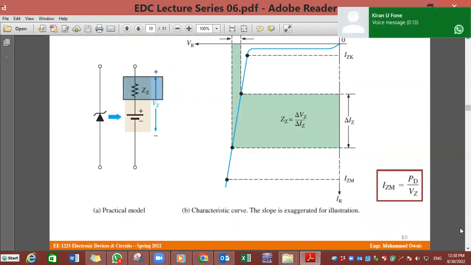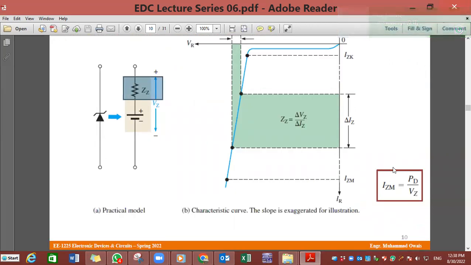Having said this, I just want to emphasize one point from last time. This IZM is found with the help of the power rating. You see, this is the power rating PD. The Zener diode is of this much power, and you divide it by Vz. For example, if it is a 2 watt, 5.1 volt Zener, then it will be 2 divided by 5.1 volt, and that's how you come up with IZM, the maximum current that the Zener can handle.